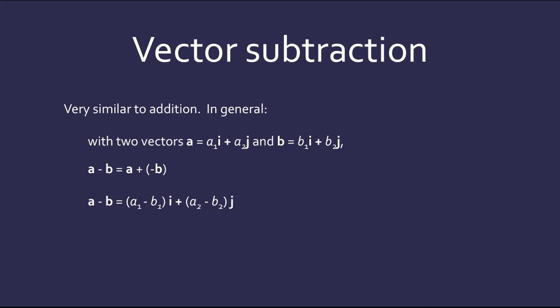Vector subtraction is similar to that of vector addition. Remember that a negative vector is a vector in the opposite direction, and to describe a negative vector in terms of unit vectors, we simply reverse the signs of the i and j components. To subtract vector B from A, we add vector A to the negative of vector B. In other words, A minus B is equal to A plus (minus B), which gives the component form A minus B is equal to (a1 minus b1)i plus (a2 minus b2)j.